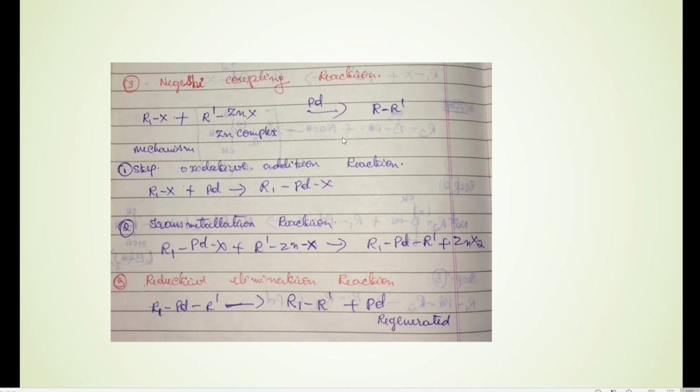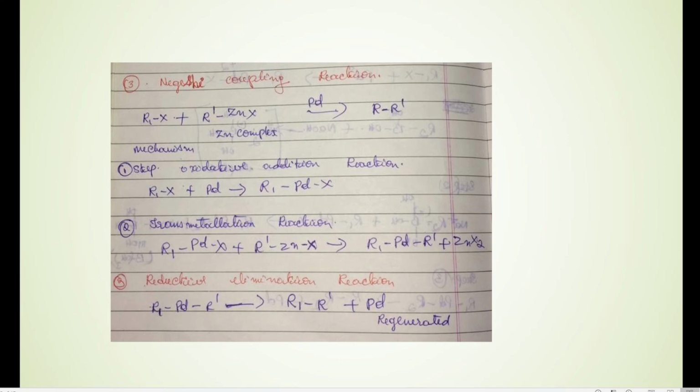Now the mechanism follows the same step as that of the previous one. What is step number 1? It is oxidative addition reaction, that is we are taking RX and palladium catalyst is added to it. What happens? We get a palladium complex, and what is oxidation state of palladium here? It is +2, whereas here the oxidation state of palladium will be 0.